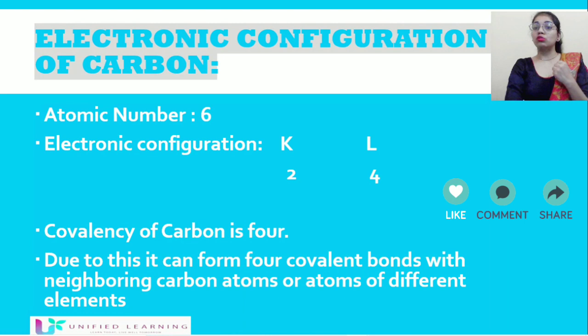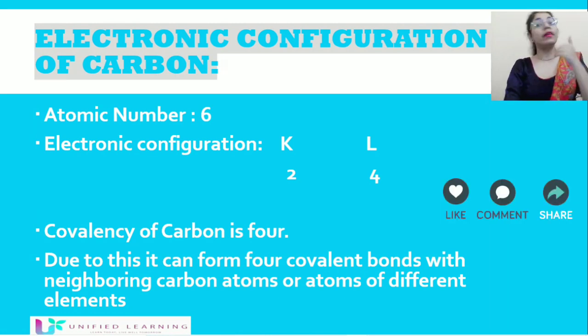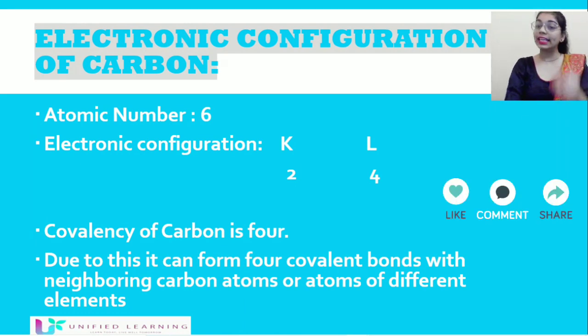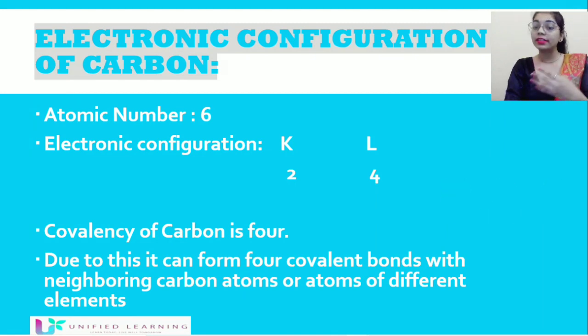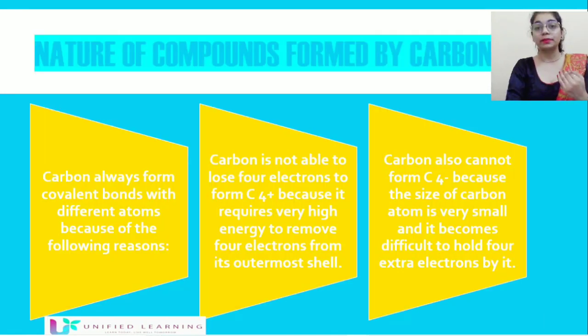Okay, learners. So moving further with the electronic configuration of carbon. Atomic number is 6, as you already know, and the electronic configuration is: K shell has 2 electrons, L shell has 4 electrons. Moving further with the covalency. The covalency of carbon is 4 only. Moving further with the nature of the compounds formed by carbon. Carbon forms covalent bonds with different atoms because of two reasons.